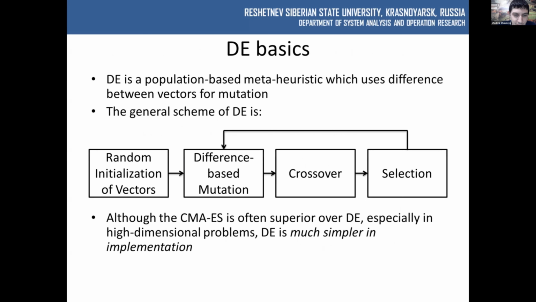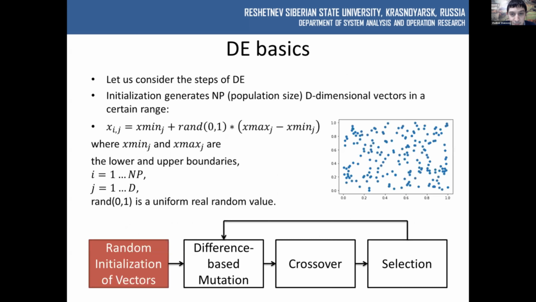So how does it work? First of all, we have random initialization. Then we have this key part of difference-based mutation. Then crossover and selection, which is actually replacement, but the terminology is selection, and then we go back. The random initialization is very simple. We just make maybe 100 random points in the search range, and that's it. So nothing really to talk about here.